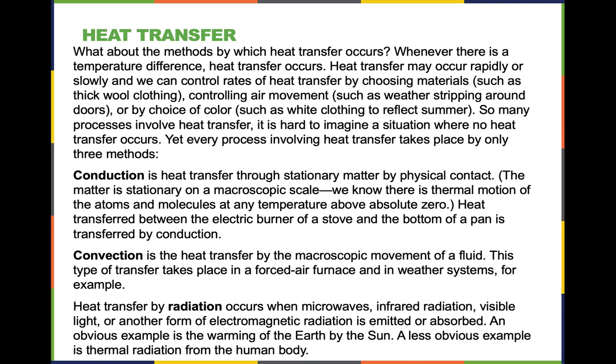So now heat transfer. What about methods by which heat transfer occurs? Whenever there is a temperature difference, heat transfer occurs. Heat transfer may occur rapidly or slowly, and we can control rates of heat transfer by choosing materials such as thick wool clothing, controlling air movement such as weather stripping around doors, or by choice of color such as white clothing to reflect summer.